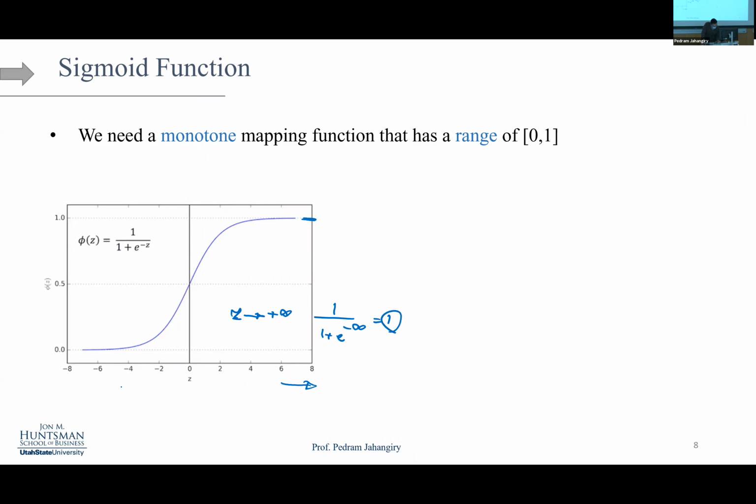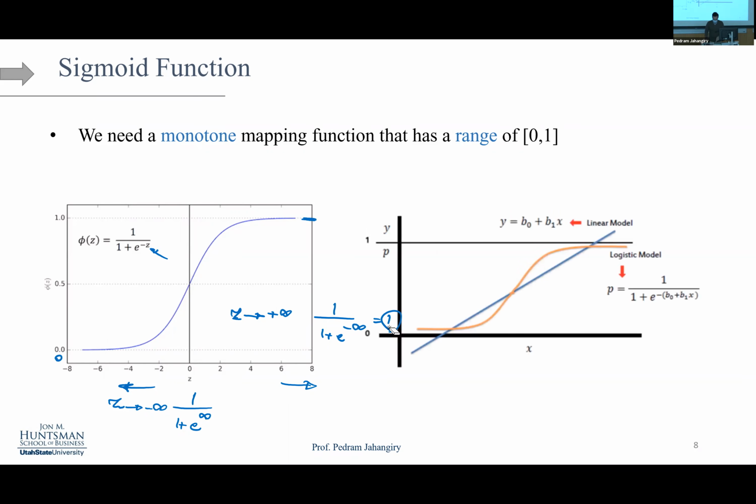If z goes to negative infinity, then what do I get? 1 divided by 1 plus e to the power of plus infinity, right? Minus, minus. So e to the power of plus infinity is infinity, 1 divided by infinity, 0. Converges to 0, right? So it's guaranteed that this monotone transformation, whatever value this z can take, minus infinity, plus infinity, anything in between, it's going to be restricted between 0 and 1, right?